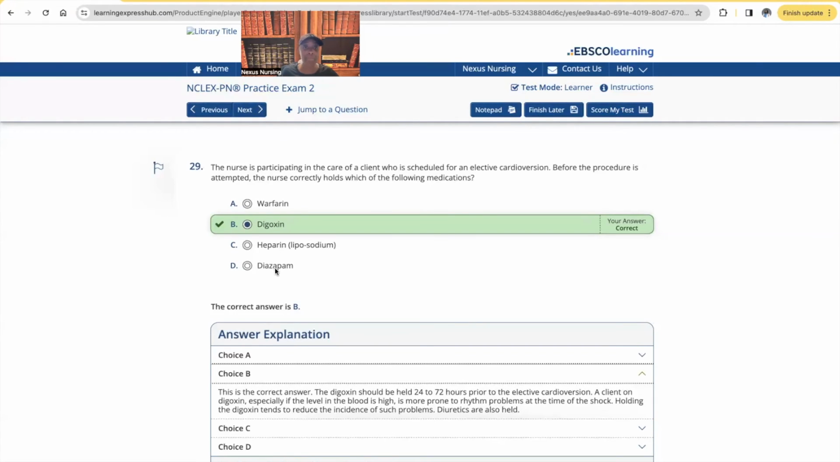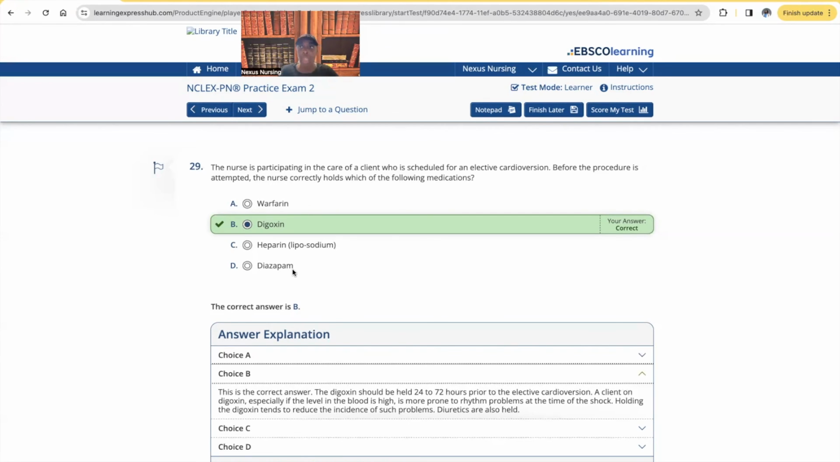And diazepam, let me tell you why that would be needed. Diazepam, Valium, works as a sedative; it has a sedative effect during this procedure. So we're not going to withhold that. What we are going to withhold is digoxin.